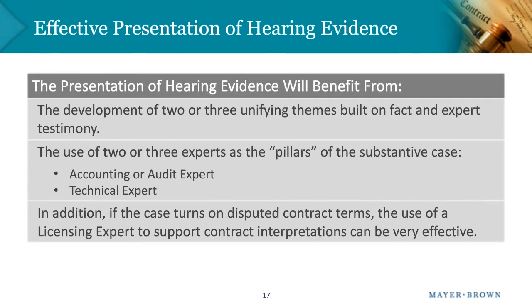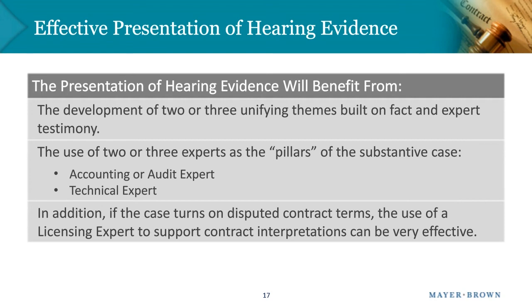We arrive now at the 5th strategic decision, which focuses on the effective presentation of hearing evidence. What is the most effective way to present your case at the arbitral hearing? Our recommendation here is that the party focus on the development of 2 or 3 unifying themes and use those themes based on fact and expert testimony, and in particular relying on 2 or 3 experts as the pillars of the substantive case. These experts will typically be an accounting or audit expert and a technical expert.